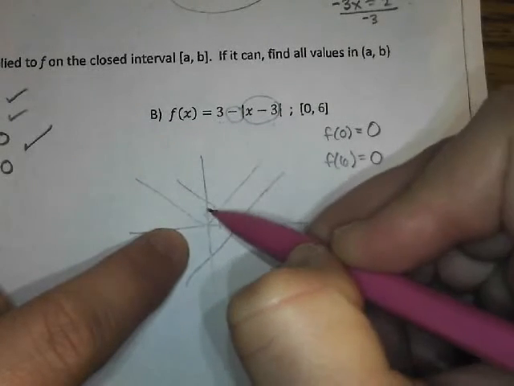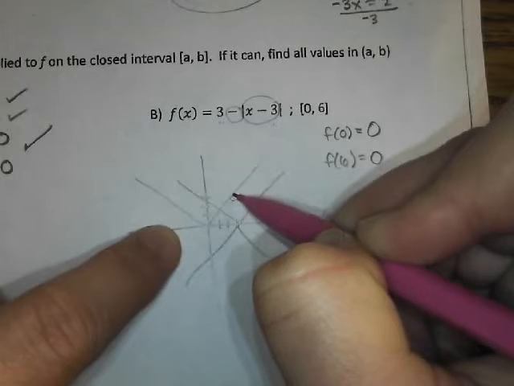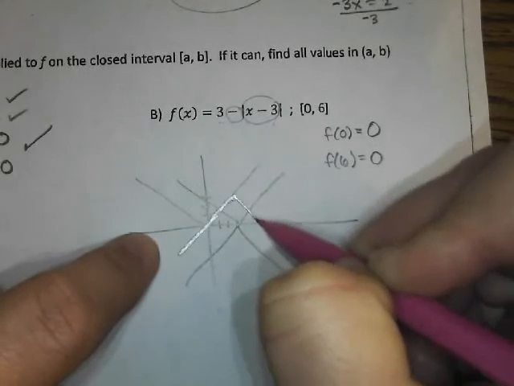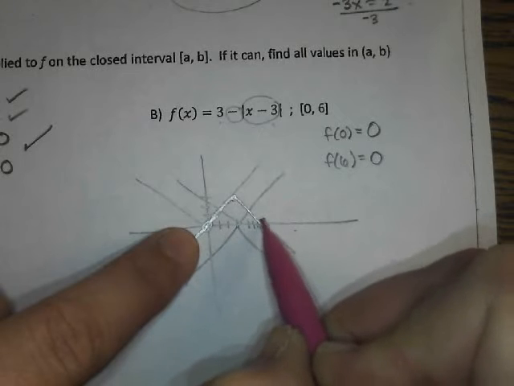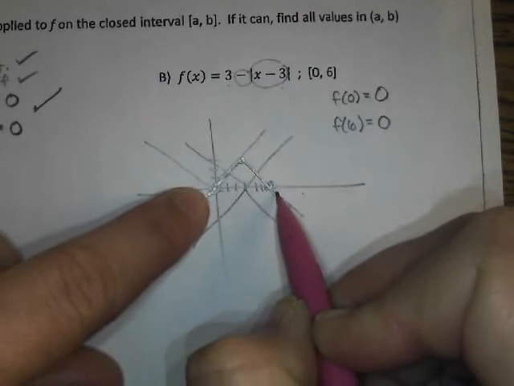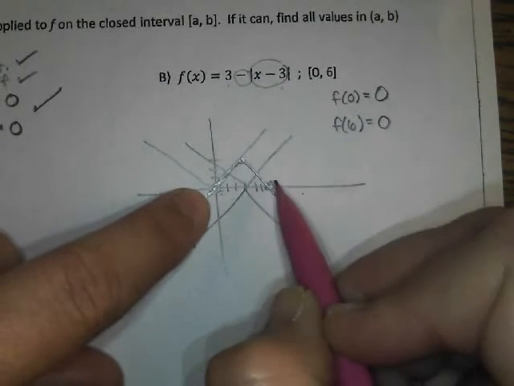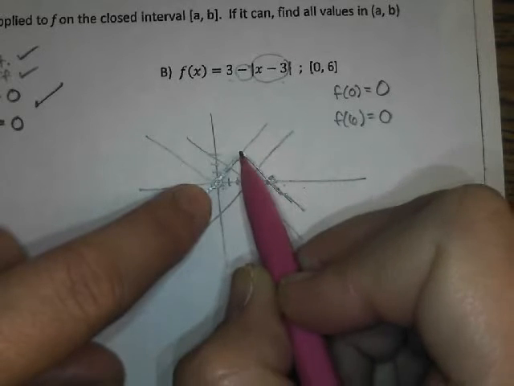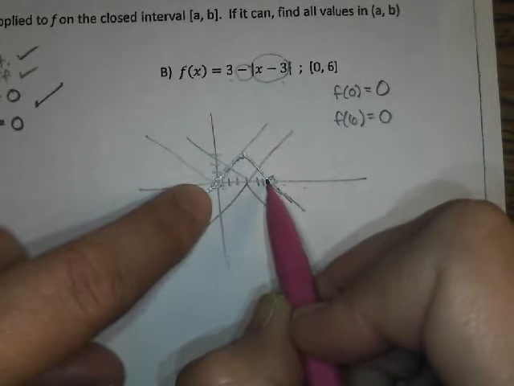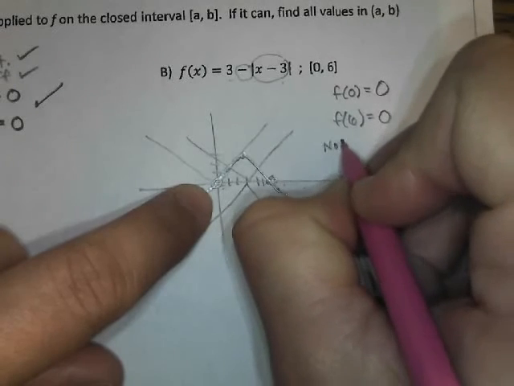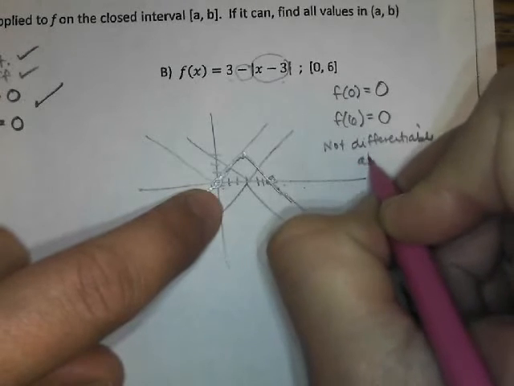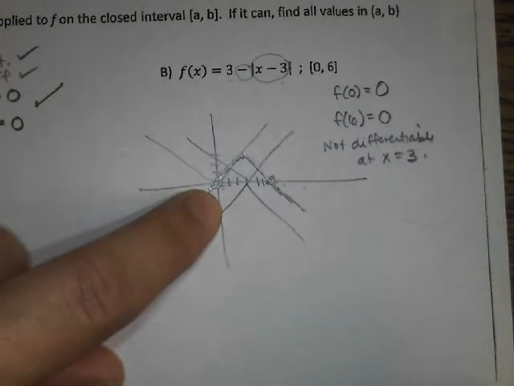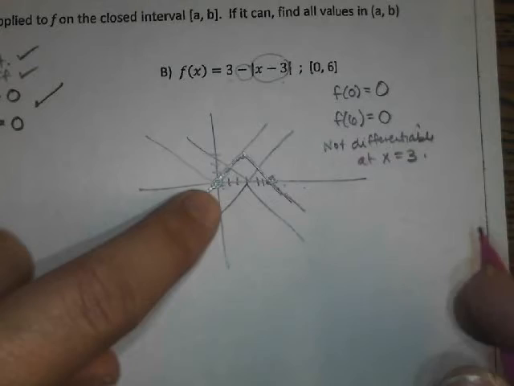And from 0 to 6, even though they both are the x-intercepts and obviously therefore have the same y coordinate of 0, there is no point on this graph where the slope will equal 0. Right? Because it is not differentiable at x equals 3. So, Rolle's theorem cannot be applied.